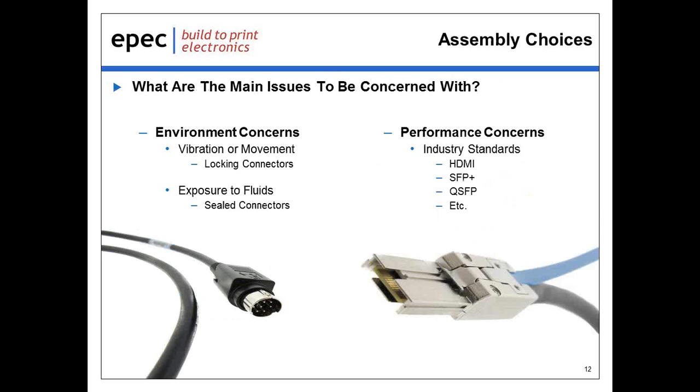From an assembly standpoint, there are several concerns when a connector is being designed or chosen for an assembly. If there's going to be any type of vibration or movement of the assembly, a locking connector may be the connector of choice. This type of connector will lock into position, and if there's any type of vibration or movement of the assembly, the locking device does not allow the connector to back out and lose any type of connection.